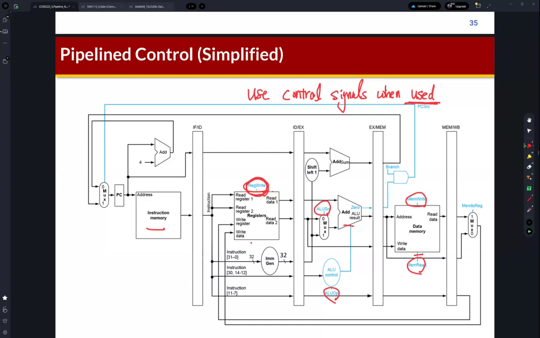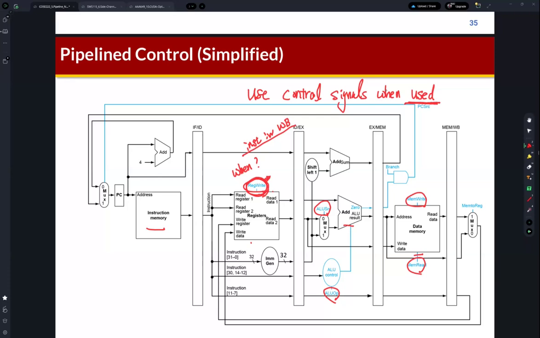When is this reg write required? Do you understand? So when is this reg write used or required? When the instruction is in the write back stage. So actually we use the reg write signal for the write back operation of an instruction.